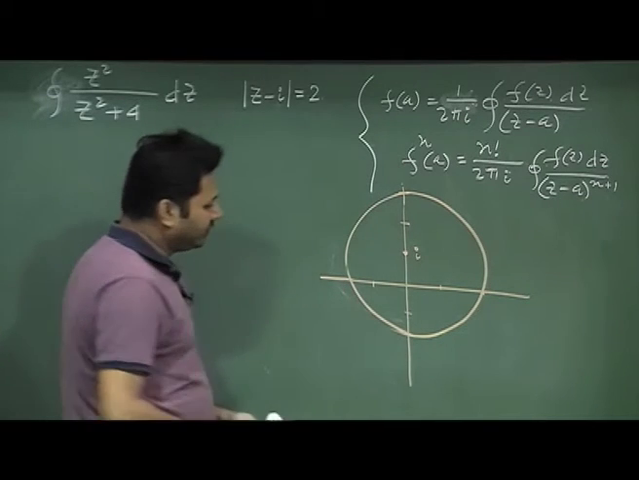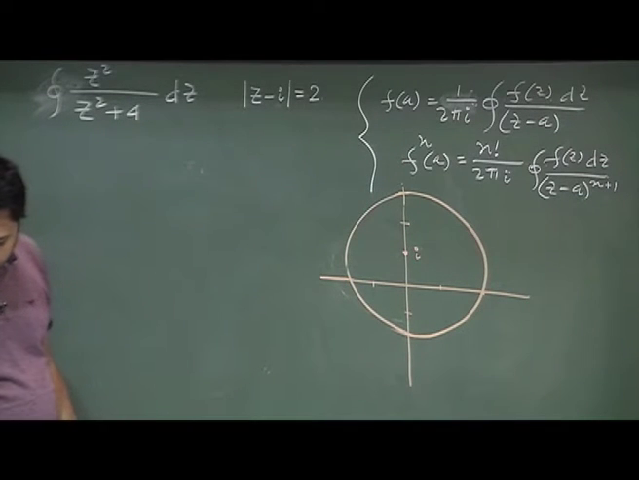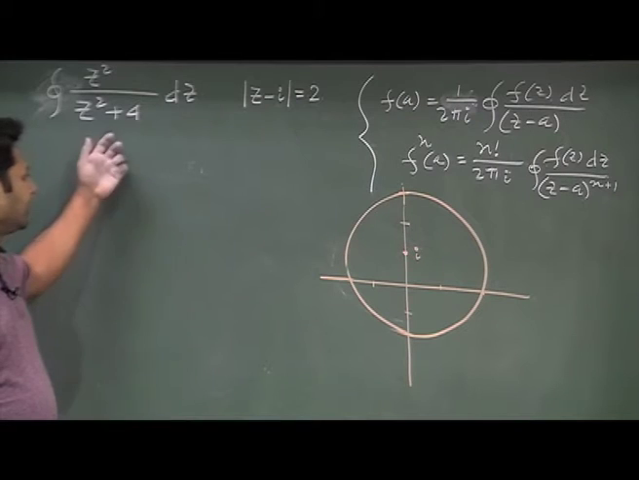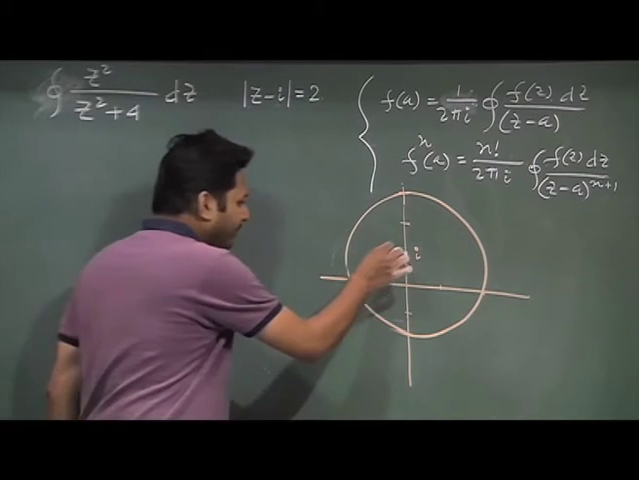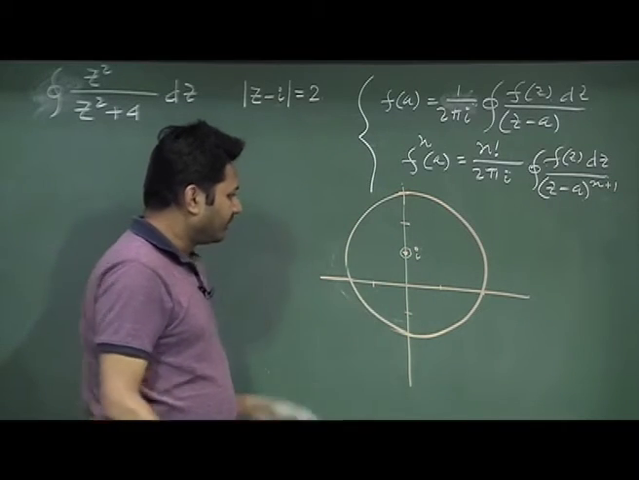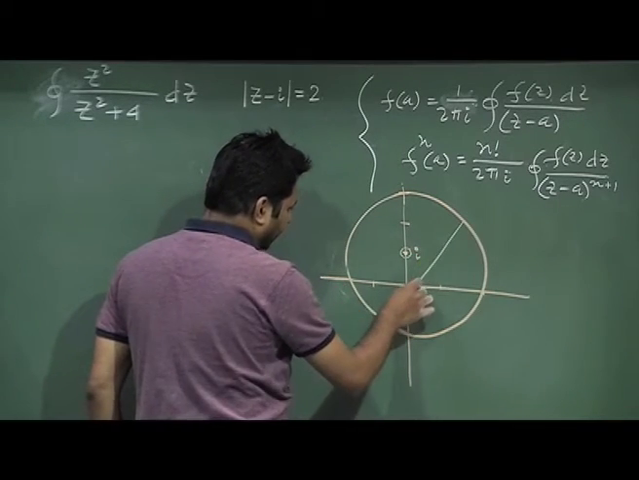In this kind of problem, you need to know very precisely what the region is and where you are trying to calculate this integration. So now I know that my point is here, and this is the region where this radius is 2, this radius is 2.